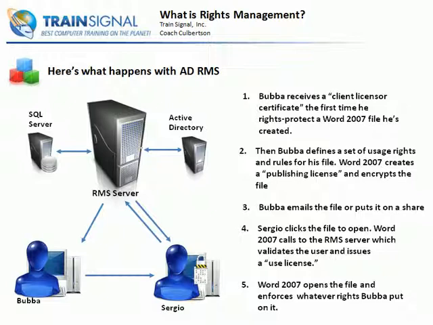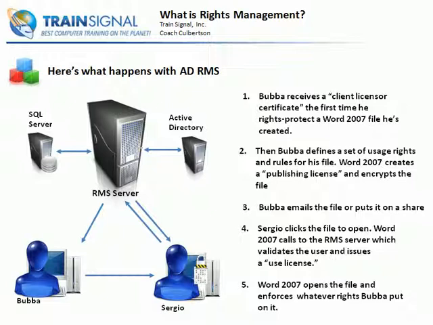Now Sergio opens up the document, or at least he tries. What's going to happen is Word 2007 is going to make a call out to the RMS server and check to see if Sergio is actually on the user list who gets to do something with the document. If he is, which in this case he is, then he gets to just open it up like normal and perform anything that Bubba has allowed Sergio to perform on the document.